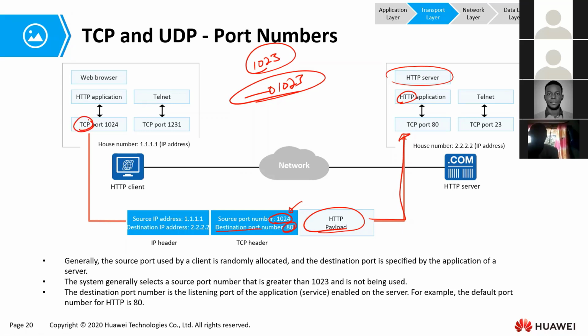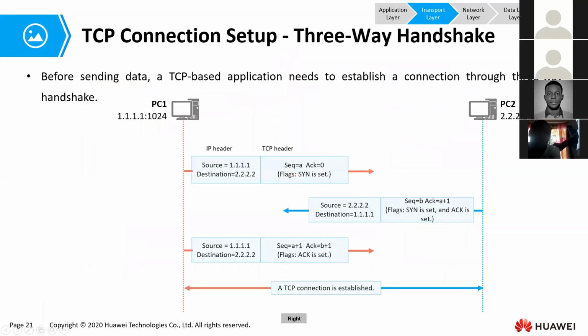Now, why do we call TCP very reliable? It is because it is very careful with its connection. When it is setting up a connection, it has a mechanism called the three-way handshake. The first thing it does is to make sure there is a link between the sender and the receiver. Are we together? Yes. How does it know there is a link? It is going to set up a three-way handshake. Before sending data, a TCP-based application needs to establish a connection through a three-way handshake.